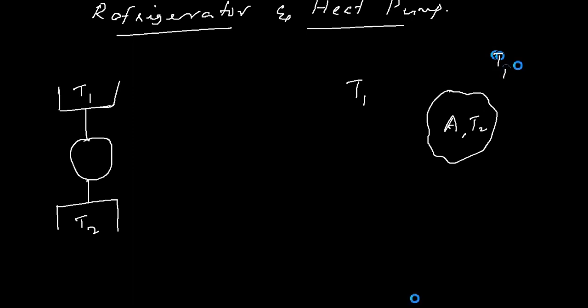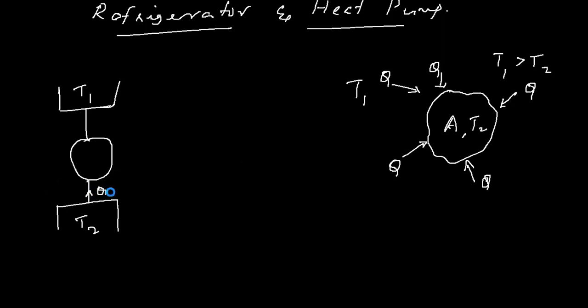whereas T1 is greater than T2, then you will always have a heat influx into the body which is at a lower temperature. So you will need to remove the heat that is coming into the body in order to maintain the body at the low temperature T2. So that heat needs to be removed from the body, let's say Q2, and that is to be rejected to T1, the body at the high temperature, let's call it Q1. So that's what is happening in a refrigerator.